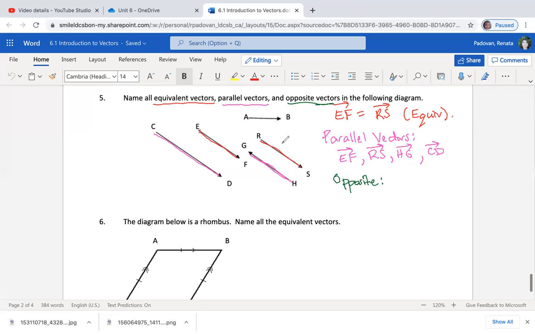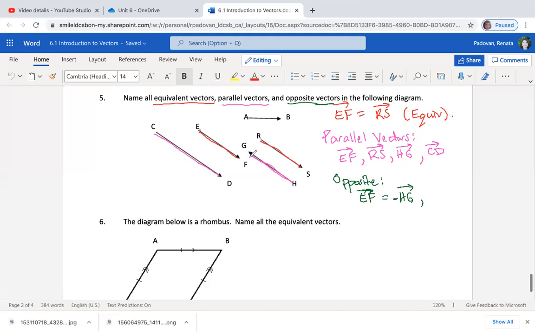So AB is not parallel to anything here, right? So the same length we said are these three. EF and RS are going in the same direction, so they're not opposite. So we have EF here, vector EF. Oops, I should have made that longer. Vector EF is opposite to vector, let's say HG. And so in order to say that, I put HG vector, but to say opposite, I put the negative in front, right?